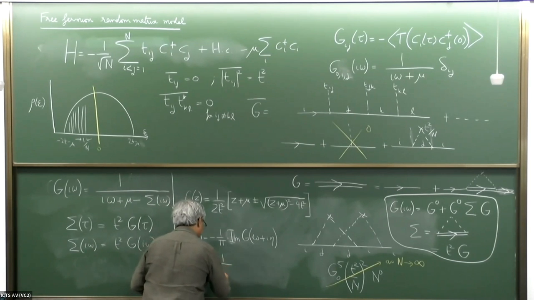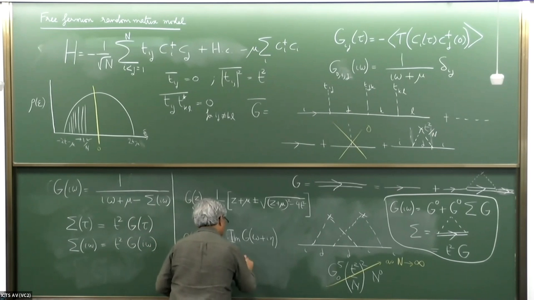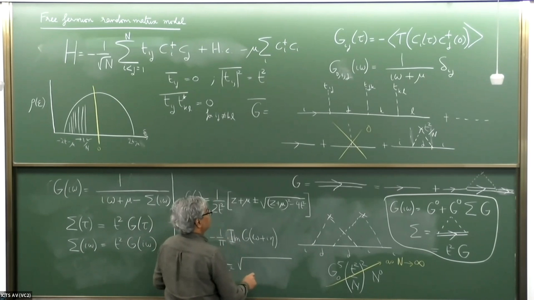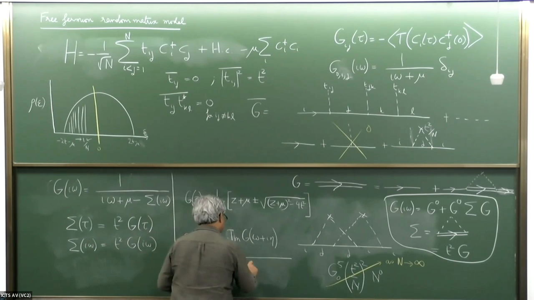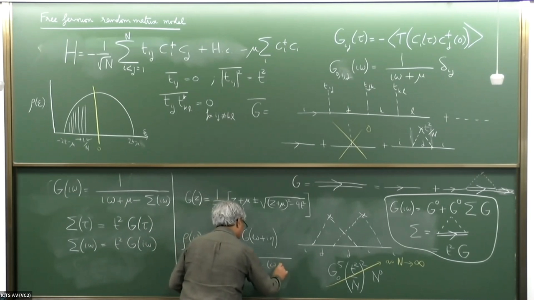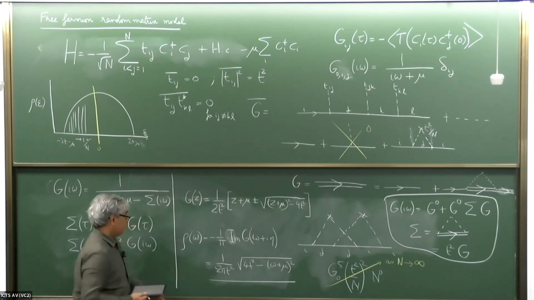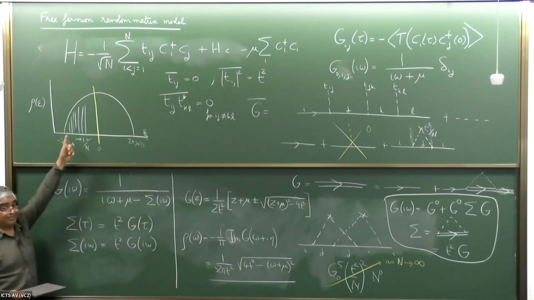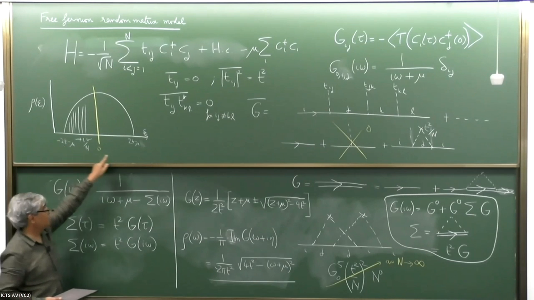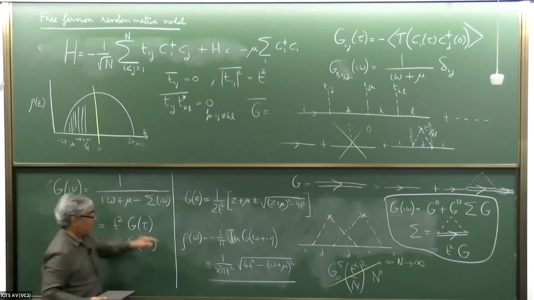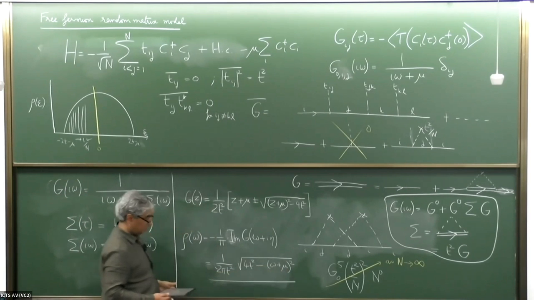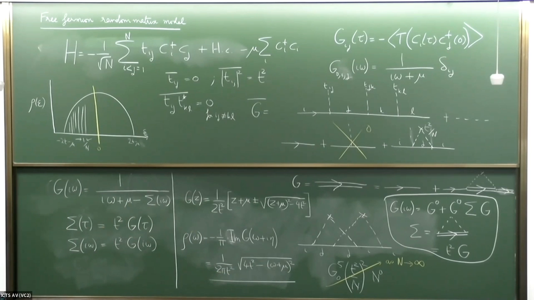One over 2 pi T squared times the square root of 4 T squared minus omega plus mu, whole squared. Okay, and that's the exact equation for this semicircle over here. And you also get the bounds 2T minus mu and minus 2T minus mu from looking at the points where the square root goes to zero. Okay. All right, any questions?